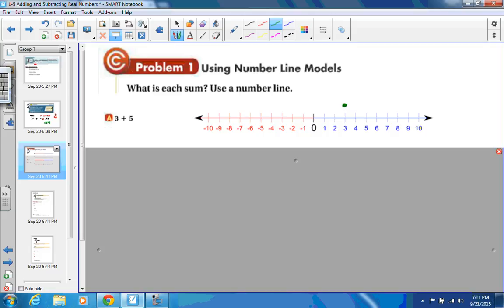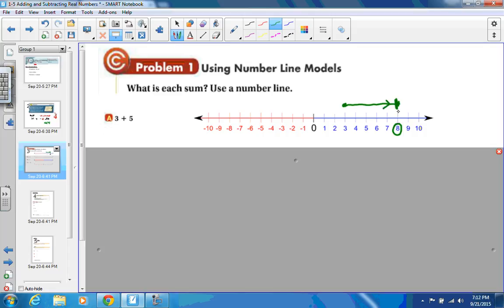So I'm going to put my dot above 3 here. And then it says plus 5. So we're going to add 5. When you add a positive number to it, you take it to the right. So 1, 2, 3, 4, 5. And this is where you end up. So your answer then is 8.